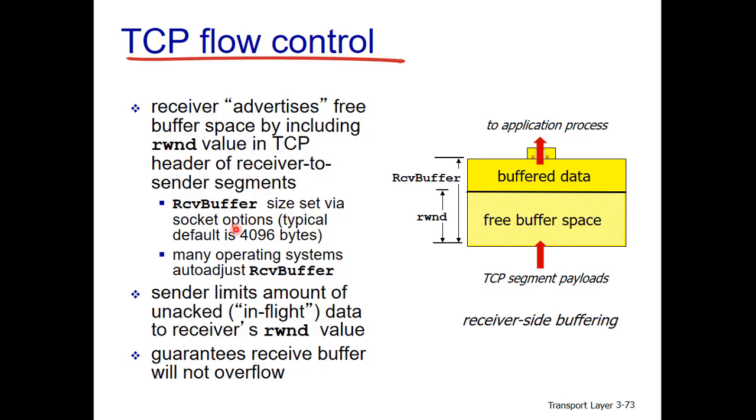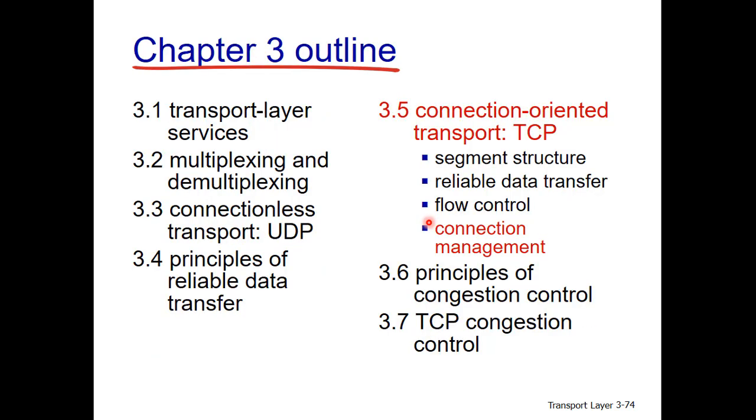The receiver buffer size can be set with a socket option; by default it is 4096. Many operating systems auto-adjust the buffer. Because the sender limits the amount of unacked in-flight data, it is guaranteed the receiver buffer will not overflow. Now the sender will send data back to back, but it will not be more than this buffer space, because this is already communicated by the receiver to the sender: do not send me more data than this. So this is what flow control is.